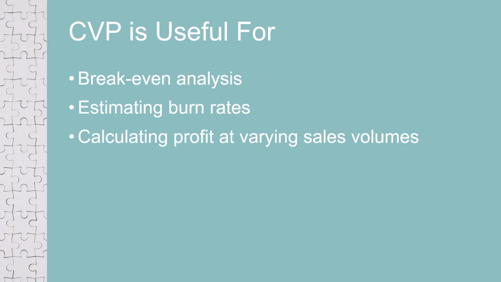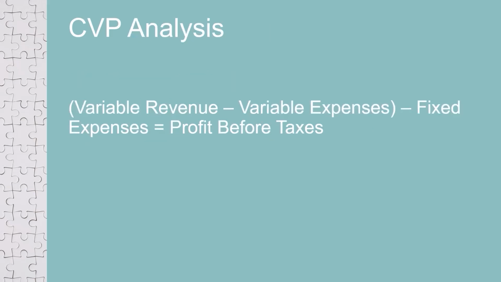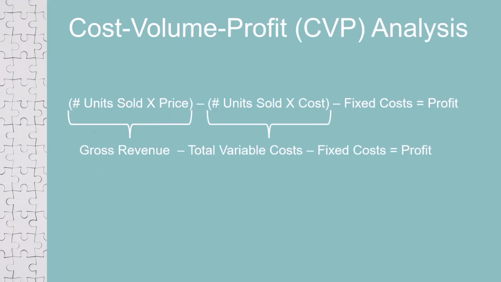It's been very useful when I've worked with clients. Most businesses could be summarized as variable revenue minus variable expenses minus fixed expenses equals profit before taxes. This is called the cost volume profit or CVP analysis. It can be further broken down into this formula: the number of units sold times price minus the number of units sold times expense minus fixed costs equals profit.